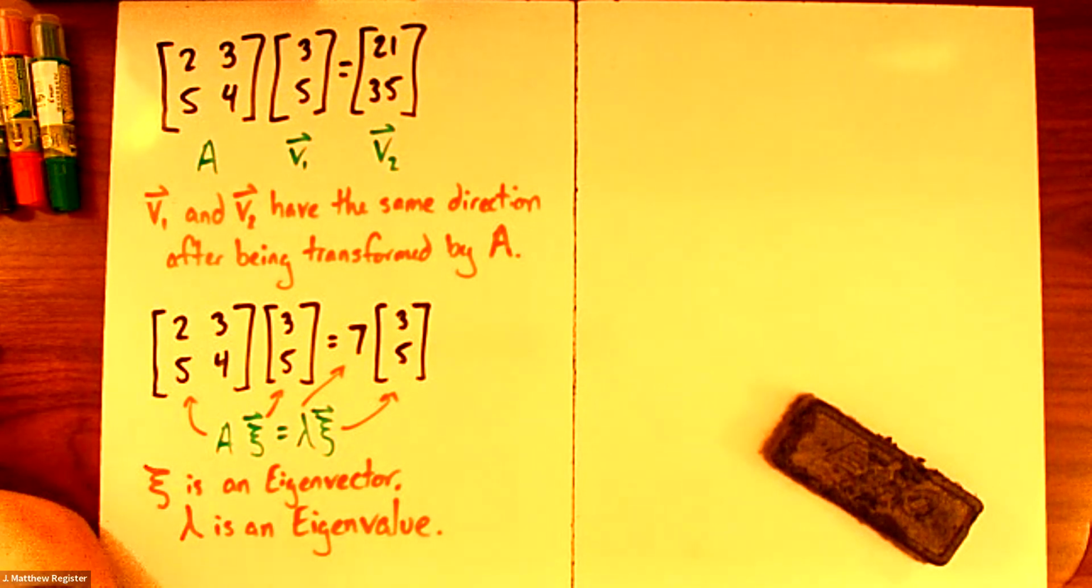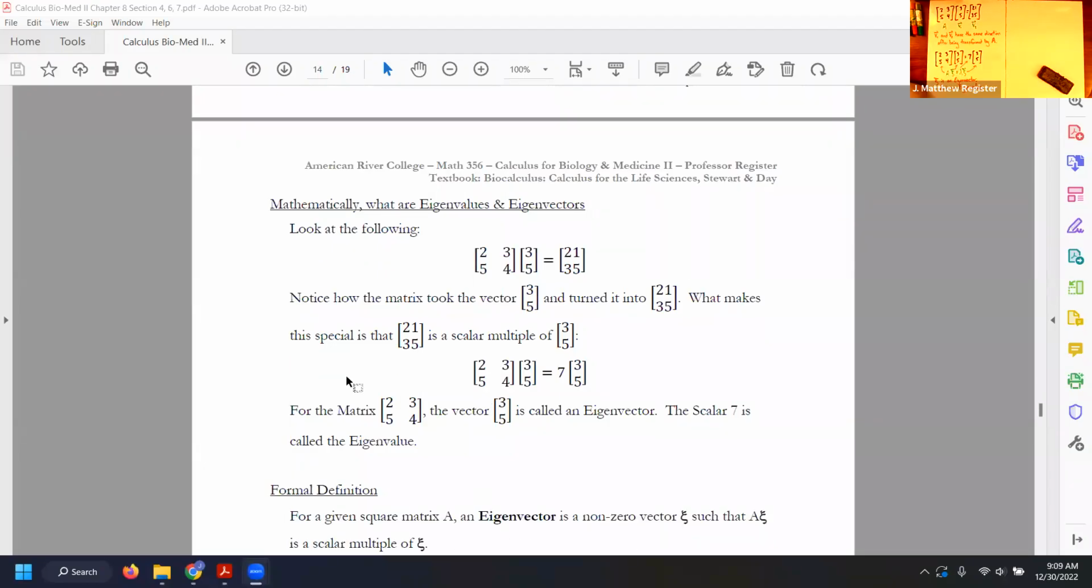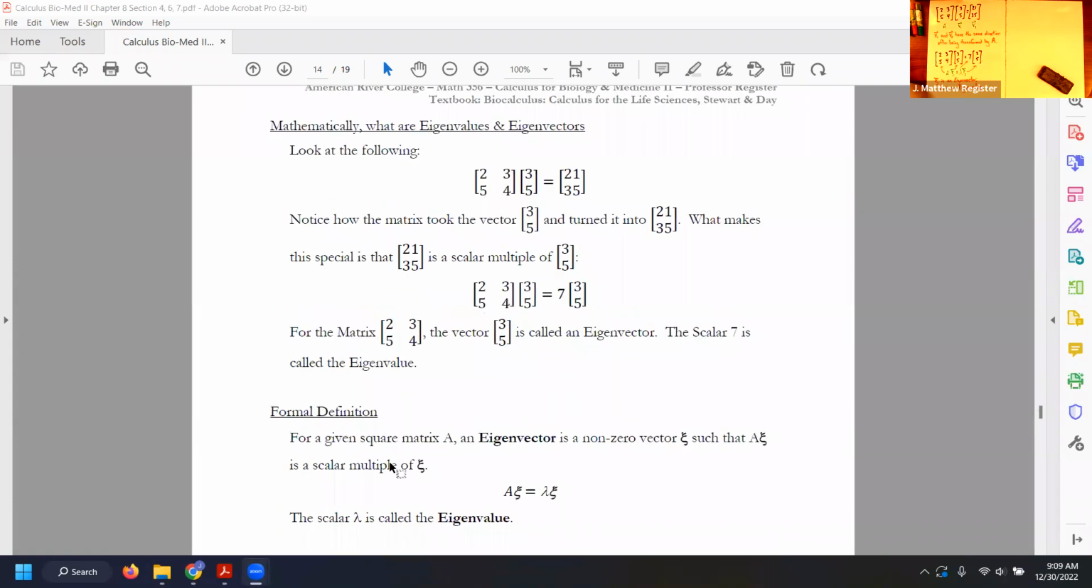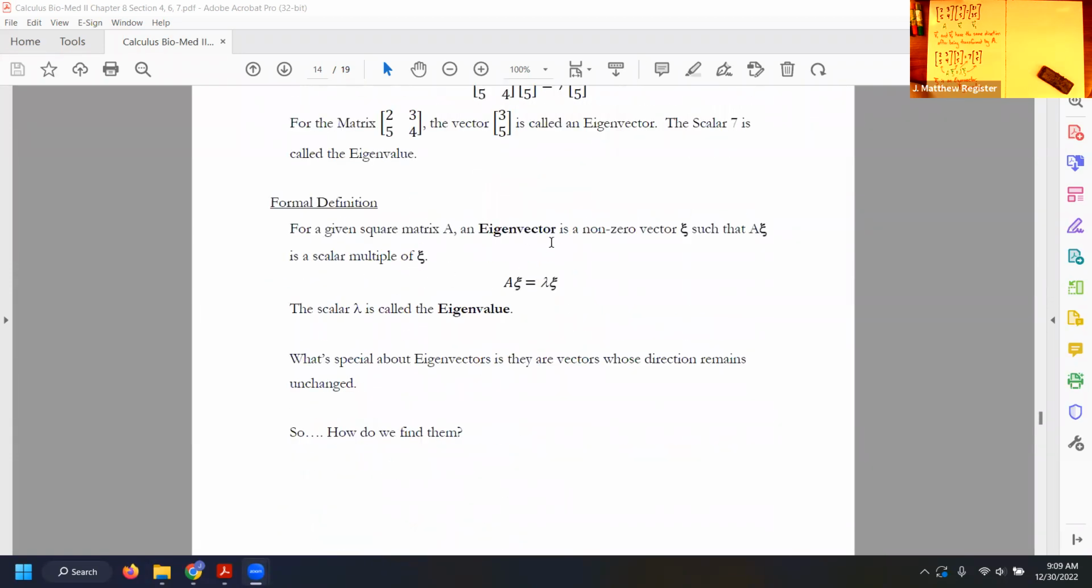And so now the big question is, how do we actually find them? And that can be a little bit tricky. So let's see if we can figure it out. Oh, and here's what we just showed. Here's the formal definition of an eigenvalue and eigenvector, by the by. It's when you have a matrix A, if you can find a vector xi such that when you multiply A times xi, you get a scalar multiple of xi, then the scalar, lambda, is the eigenvalue, and the vector, xi, is the eigenvector.